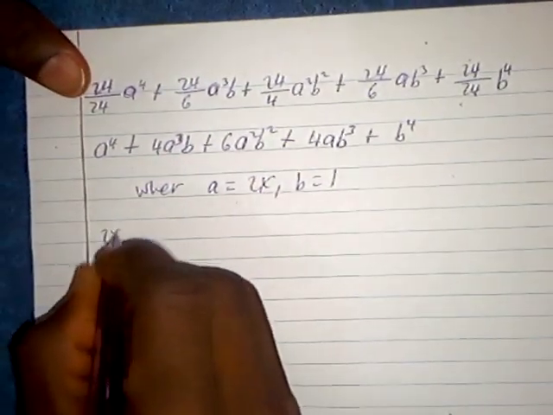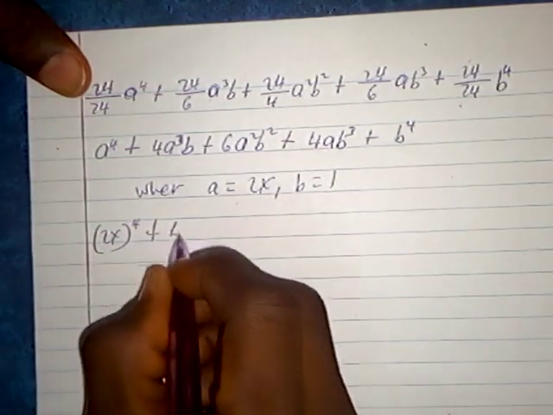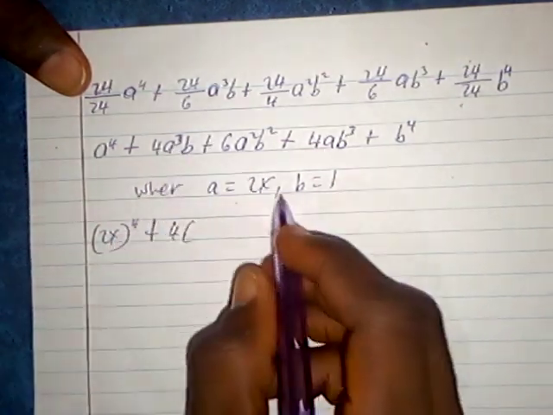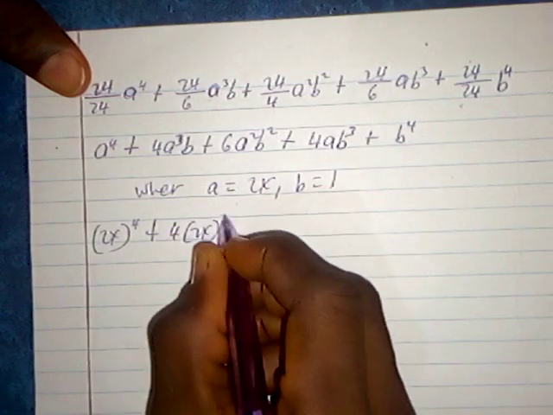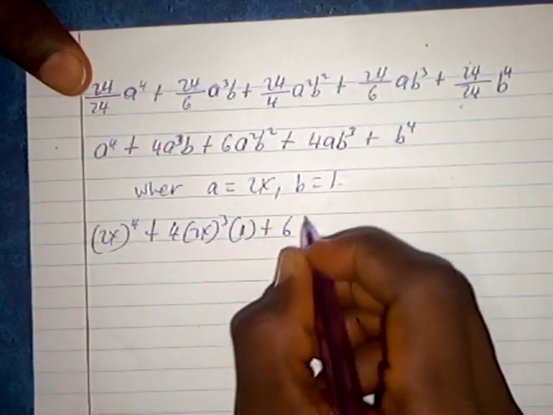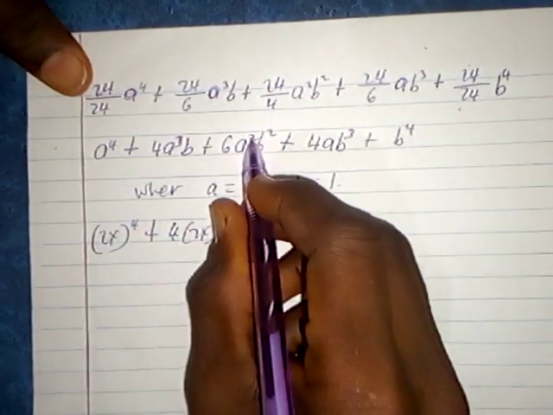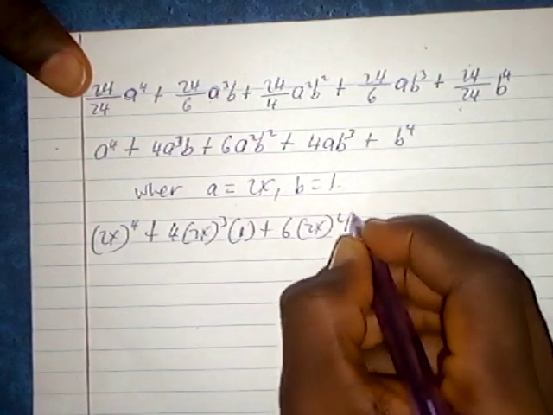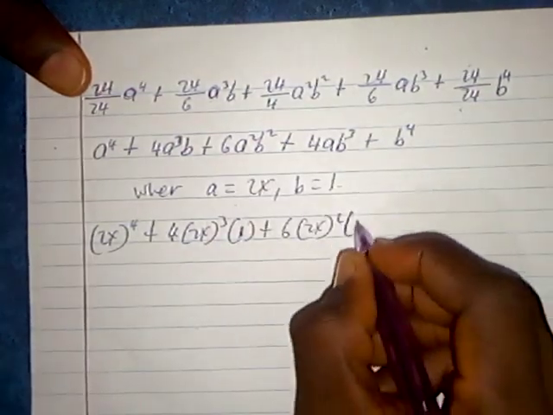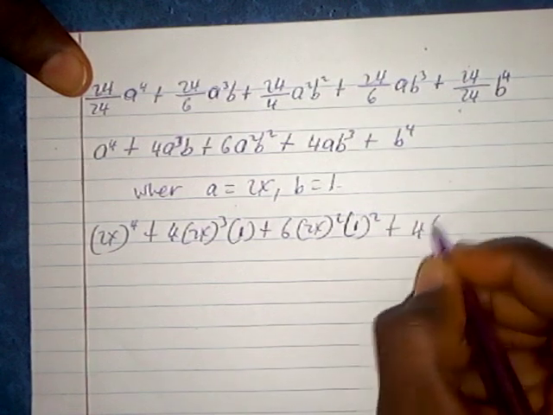1. So anywhere you see A, you put 2x. So say what? 2x raised to the power. What is A here? The power is 4. Plus 4. What is A? A is what? 2x raised to the power 3. What is B? B is 1. Plus 6. What is A? 2x raised to the power. A has a power of 2. What is B? B is what? 1 raised to the power. What is the power of B? Is 2.